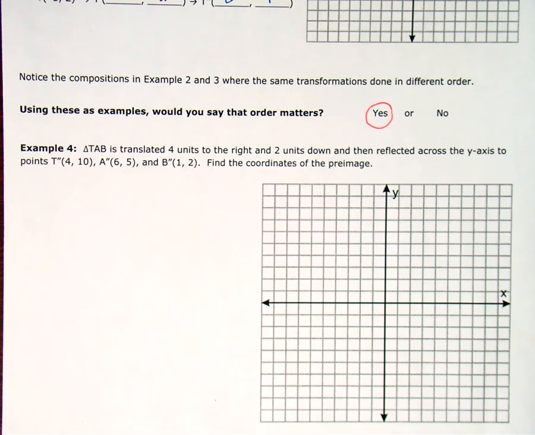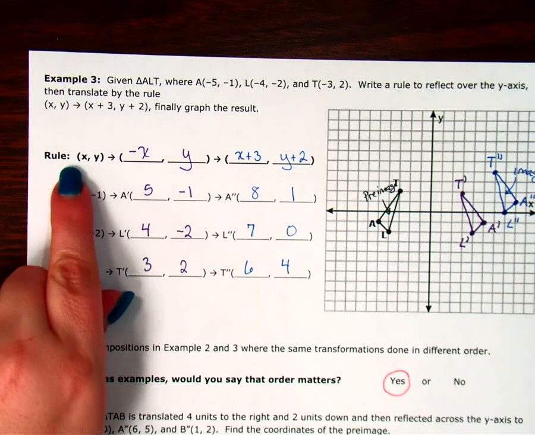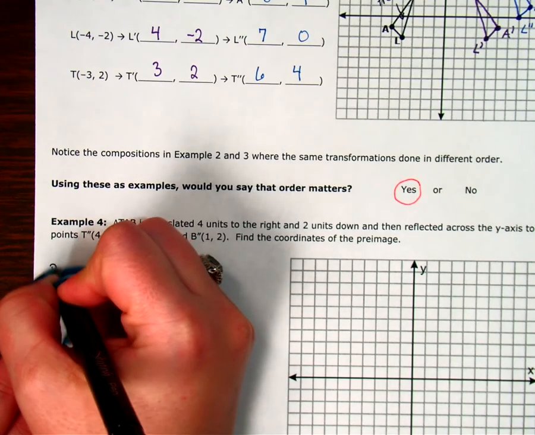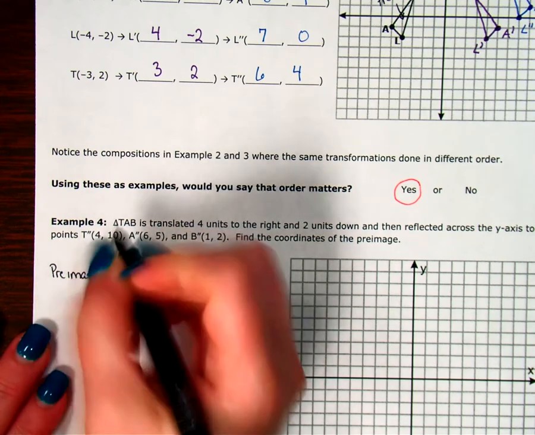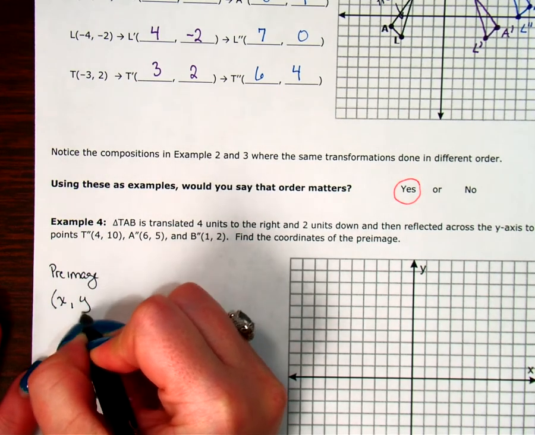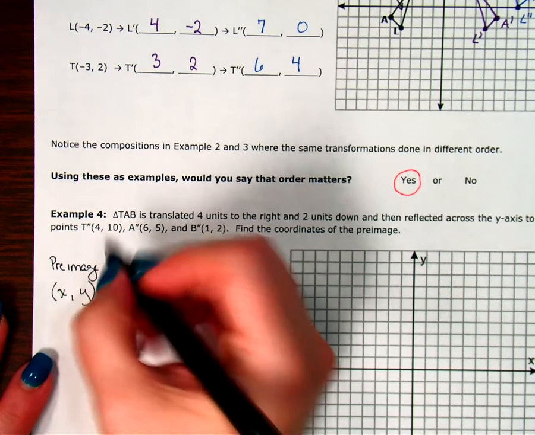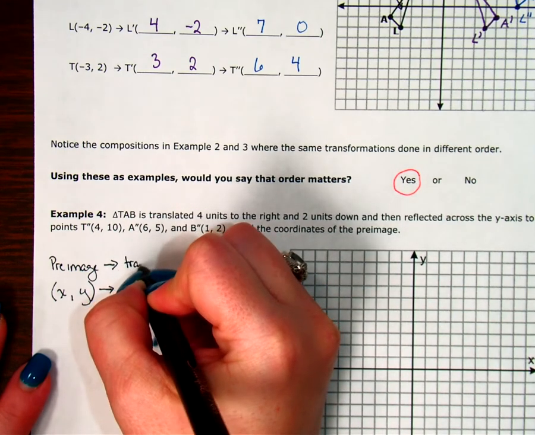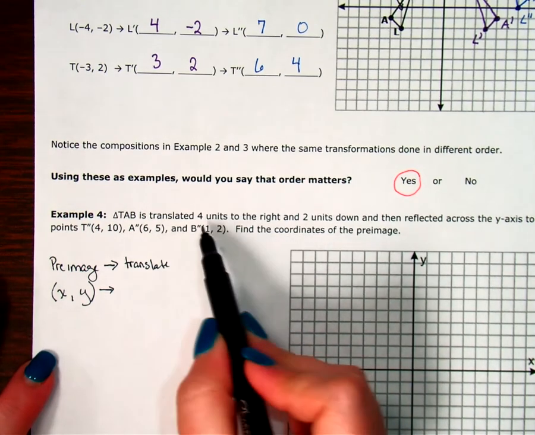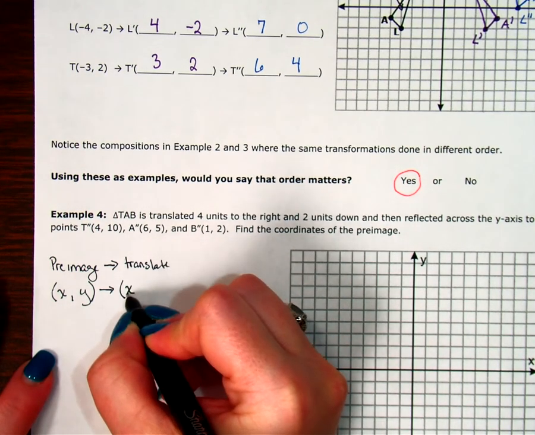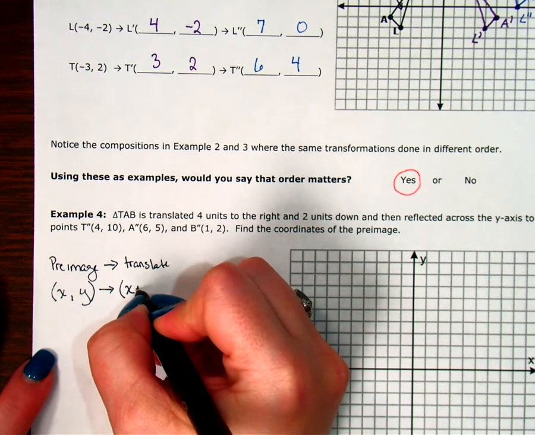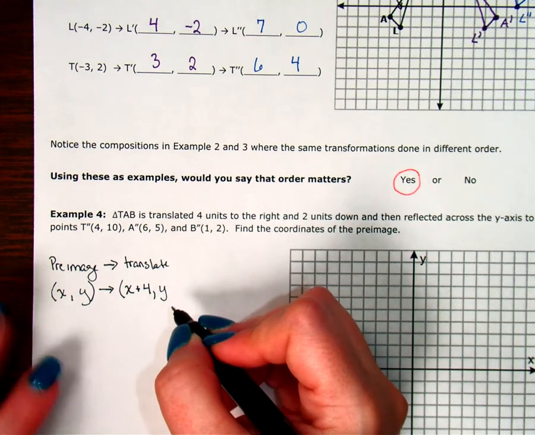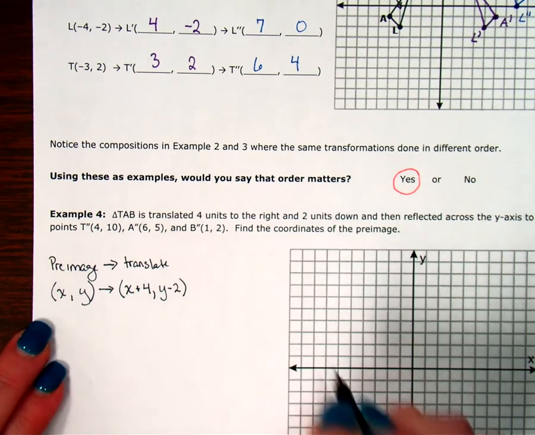So the first thing I'm going to do is write myself a rule, just like we had been doing in the previous problems. For my rule, I know that I'm going to start with my pre-image. That is my original (x, y). That's going to be my T, my A, and my B that I'm going to be trying to find. Then I'm going to take that pre-image and translate it. I'm going to do 4 units to the right, so that's going to affect my x, and if we're going to the right, that means we're increasing x by 4 units. And then 2 units down, so that's going to affect my y value, and if I'm going down, I'm going to take away 2 units.